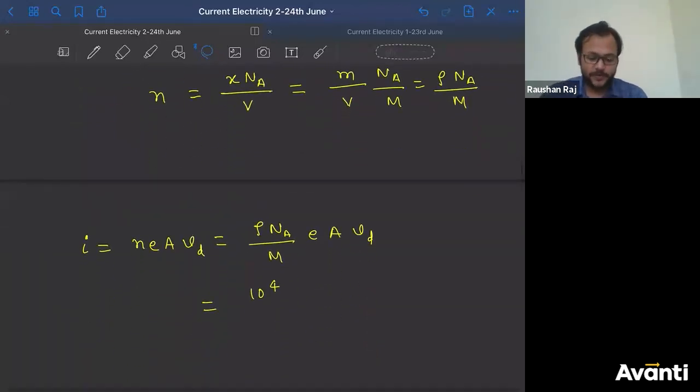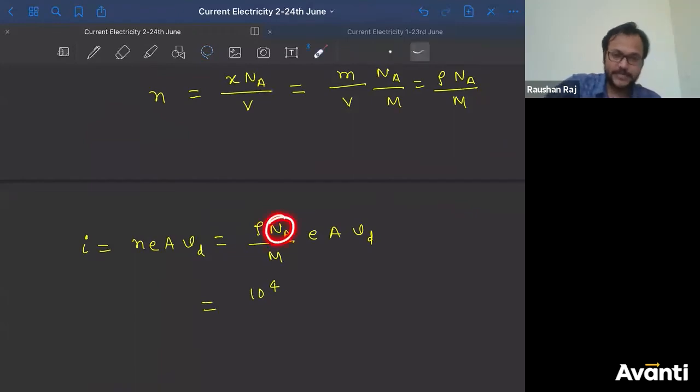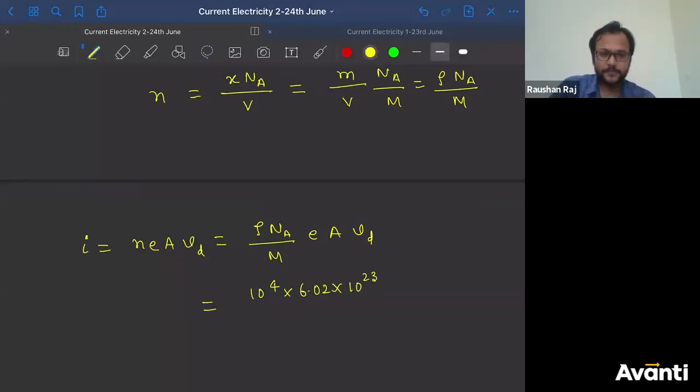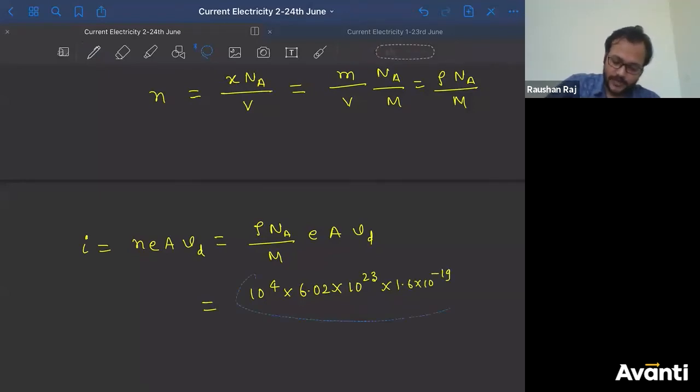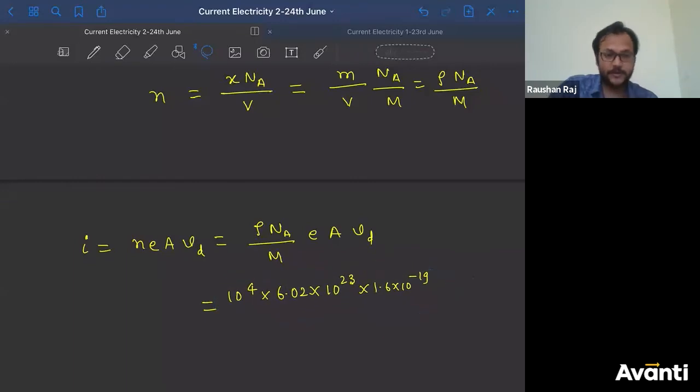So rho is equal to 10 to the power 4 into what is Na? That is Avogadro number. What is the value of that? If you don't know the value of Avogadro number, God help you, no one can help you. So 6.02, or you can take 2 more decimals, but I'm just using 6.02 into 10 to the power 23. Into what is the value of E? 1.6 into 10 to the power minus 19. Those who are getting the answer in the order of 10 to the power 25 or minus 28 must realize that they have got the incorrect answer.